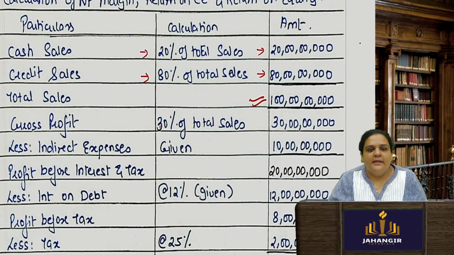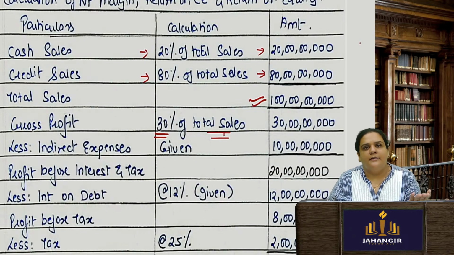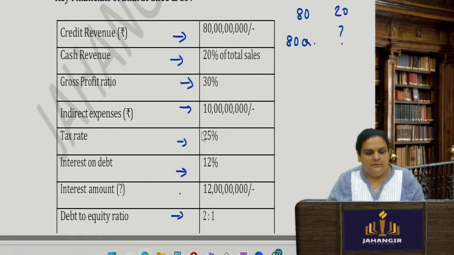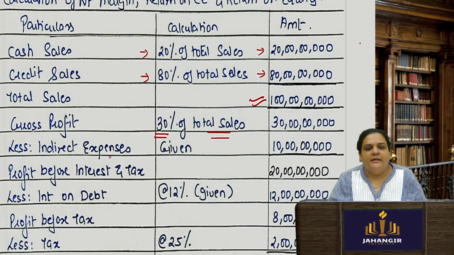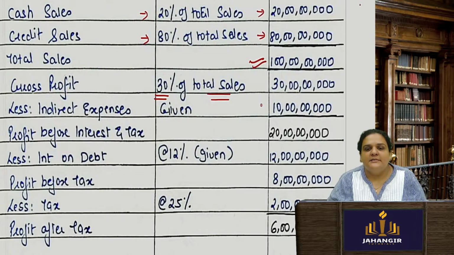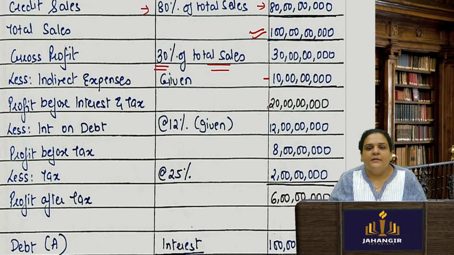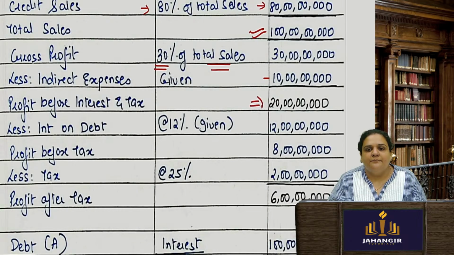Gross profit they have given me, it is 30% of my total sales. So simple, 100 CR into 30%, 30 crores. This is done, this is done, this is done. From my gross profit, if I remove my indirect expense, I will get my profit before interest and tax. Indirect expense 10 CR is given. Minus it. Profit before interest and tax 20 CR.